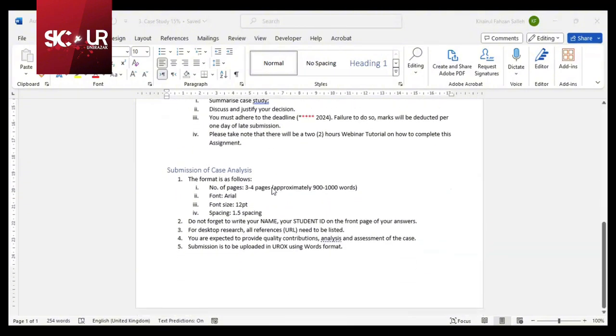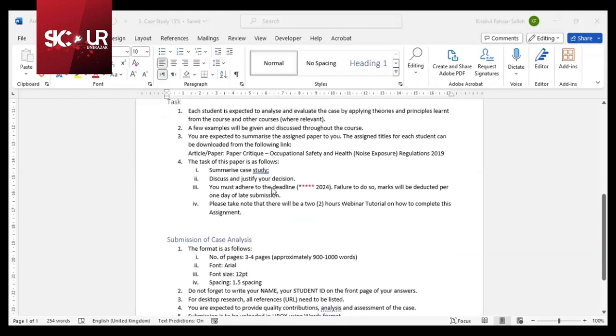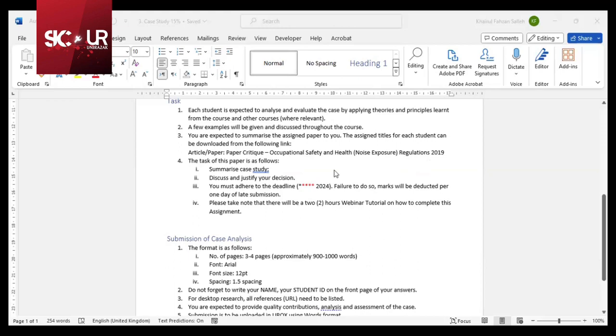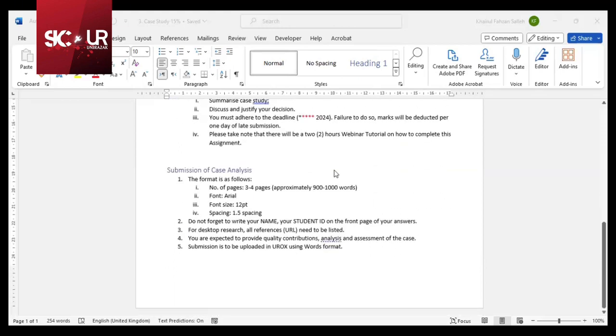Tak faham, Prof. Macam mana lagi sekali, Prof? Okay. Awak baca regulation noise exposure tahun 2019, summarizekan regulation tersebut. Dan discuss and justify your decision compare dengan other regulation yang ada, regulation yang dah revoke ke. So compare lah. Itu yang kita kata paper critique. So maksudnya awak summarizekan noise exposure regulation ni. Compare dengan yang dah revoke. Yang dah revoke maksudnya yang sebelum 2019 lah.